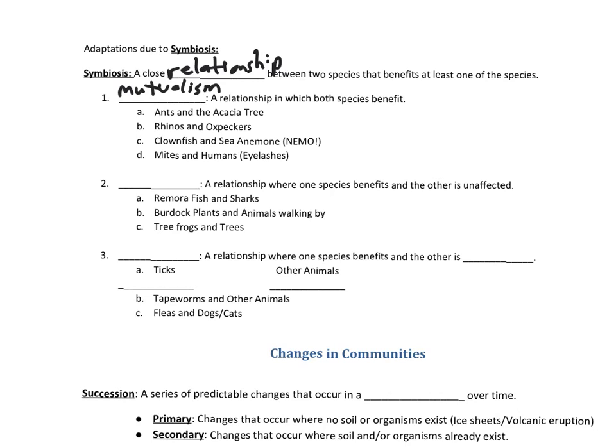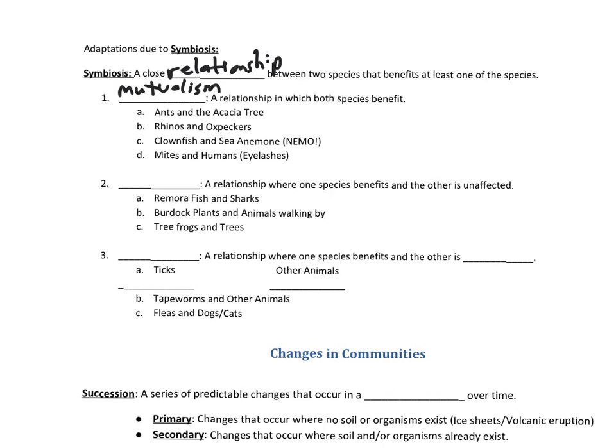A really famous example of a mutualistic relationship is the clownfish and sea anemone. That was from the movie Finding Nemo. The clownfish gets a safe home and an environment to live in, and it also keeps predators away from the sea anemone. So they have a mutualistic relationship.